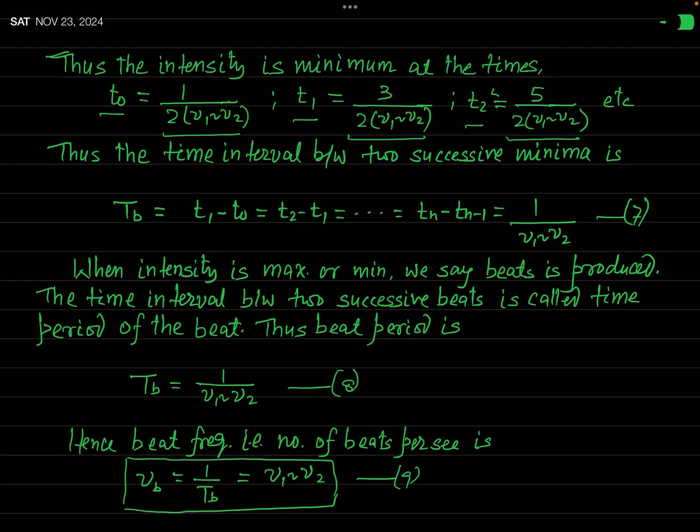Again, if your aim is to find the time interval between two successive minima, how will you find it? The time interval between the first minimum and the second minimum will be t1 minus t0, and the time interval between the second minimum and the third minimum will be t2 minus t1, and similarly the time interval between the nth and (n minus 1)th minimum will be tn minus t(n minus 1). And again, when you put the values from here, you will see that this is equal to 1 over (nu1 minus nu2). So the time interval between any two successive minima is 1 over (nu1 minus nu2).